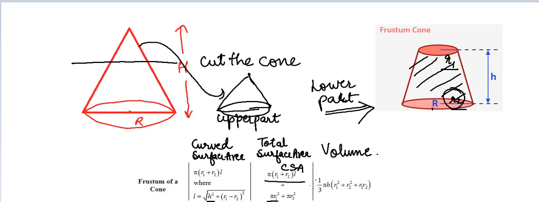Similarly for volume, it is 1 by 3 pi h (R1 square plus R2 square plus R1 R2). So this is your frustum of the cone. It is a very new topic which is introduced in this chapter. So this completes your surface area and volume topic. Thank you for watching.